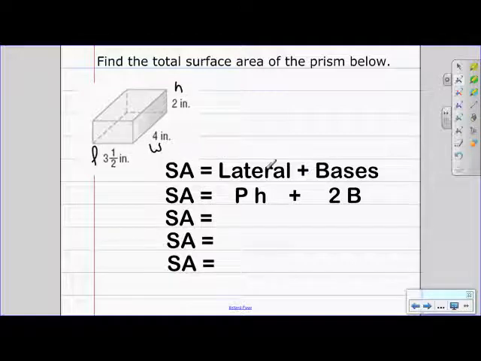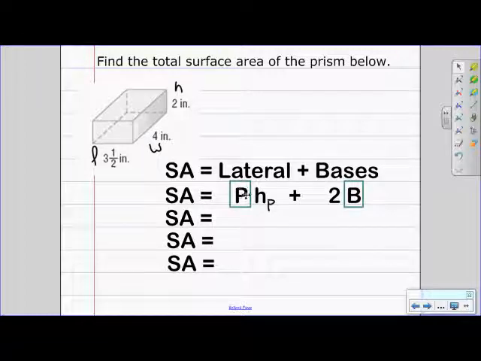So surface area equals lateral plus the 2 bases. When I look at my formula, I have a big P and I have a big B. Big P means the perimeter of the base, and my base is a rectangle. And then this H is the height of my prism, so I like to put a little h there to represent the height of my prism. Big B is the area of the base, and the shape of my base is a rectangle.